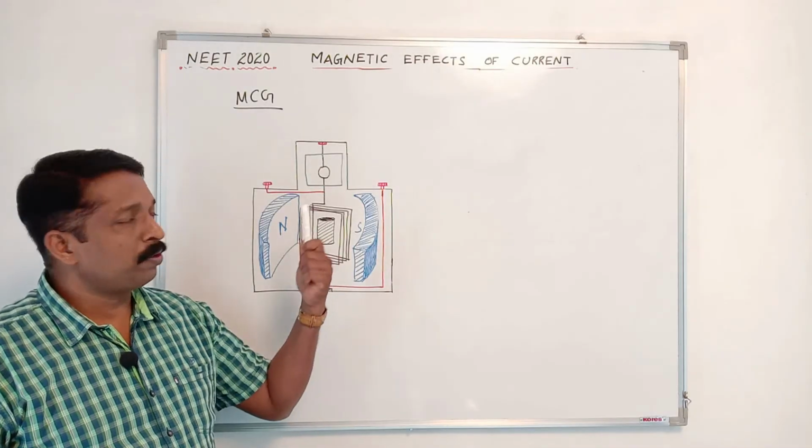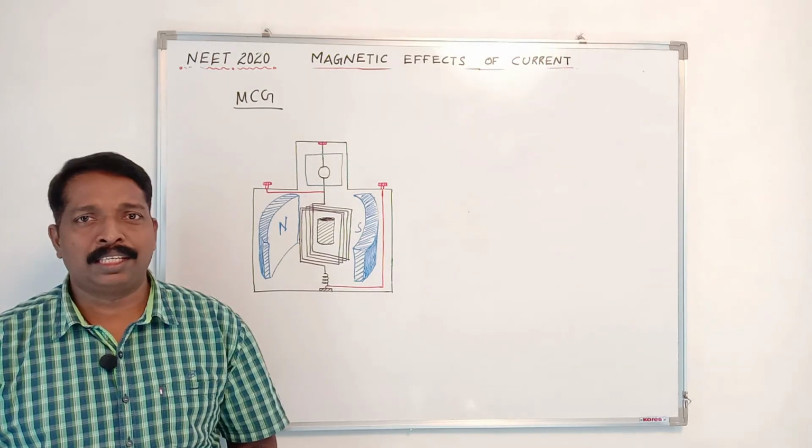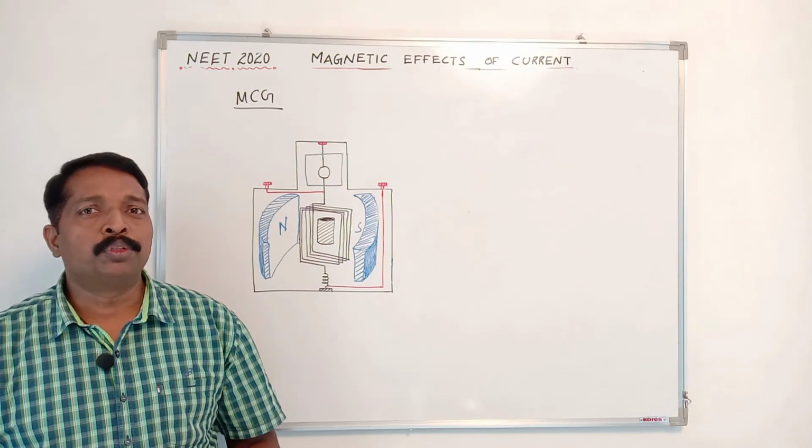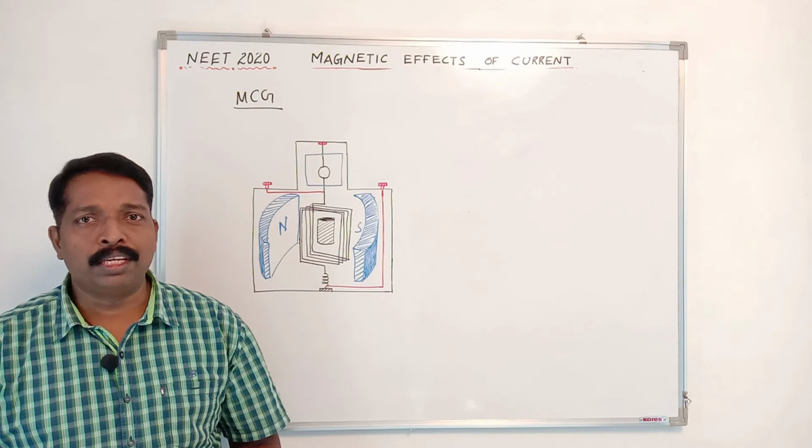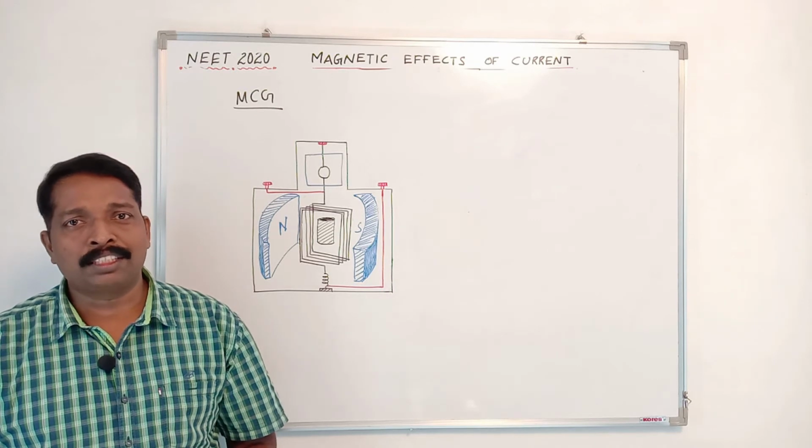Next is the moving coil galvanometer. MCG is a device used to measure both the magnitude and direction of very feeble current by the deflection method.